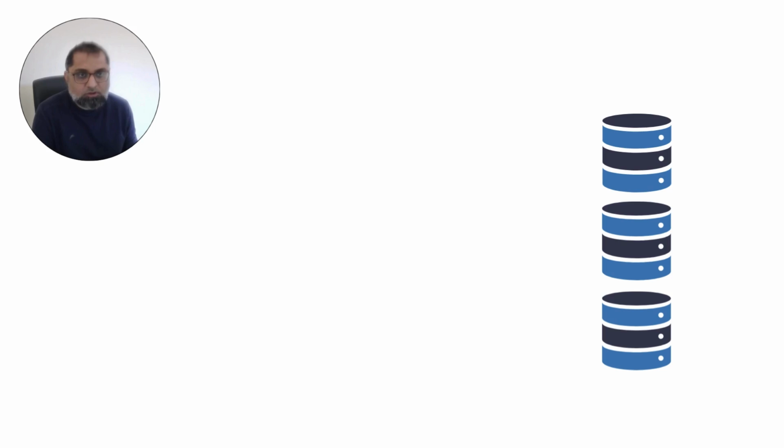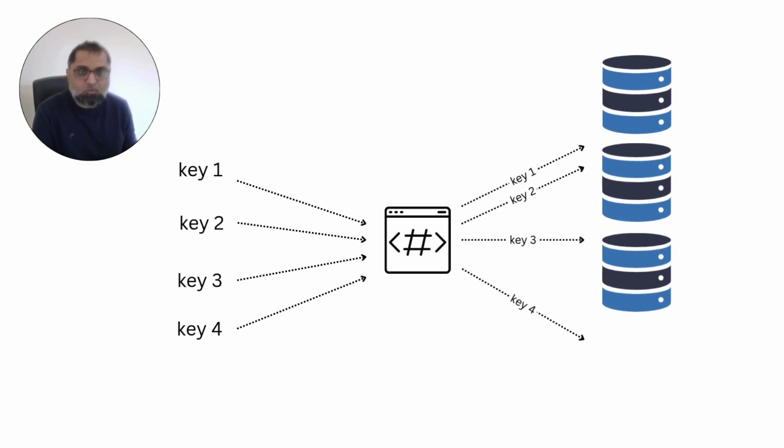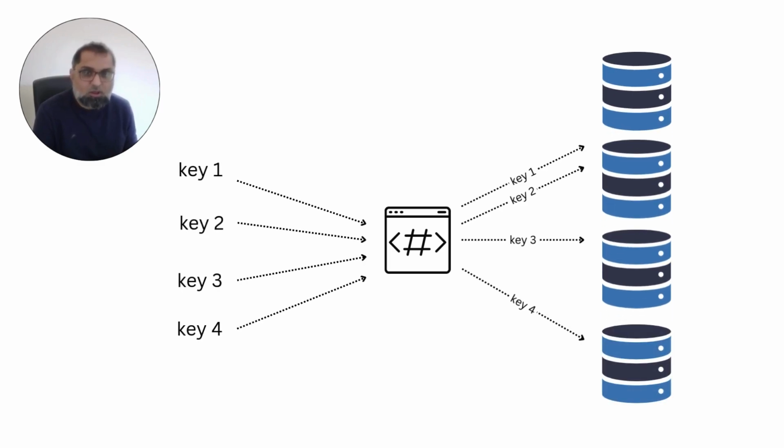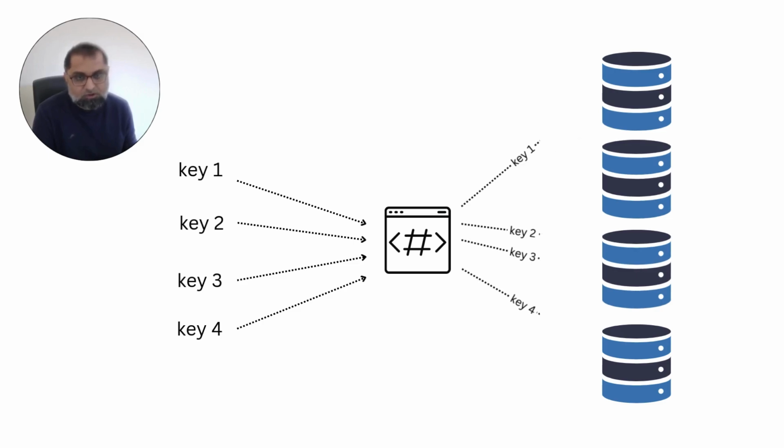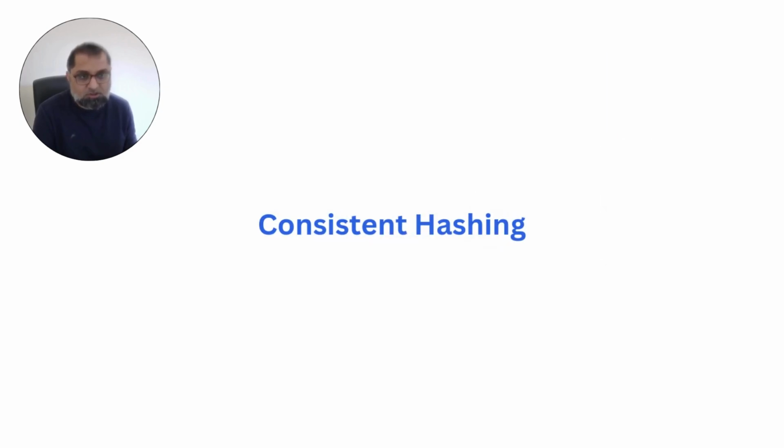Let's dive in. Imagine you have a bunch of servers and you want to evenly distribute your data across them. Normally, you would hash the data and spread it across the servers. But here's the problem: what happens when you add or remove a server? With a typical approach, adding or removing a server might require all your data to be reshuffled, which is inefficient. Enter consistent hashing, which minimizes data movement when servers are added or removed, keeping the system efficient and scalable.